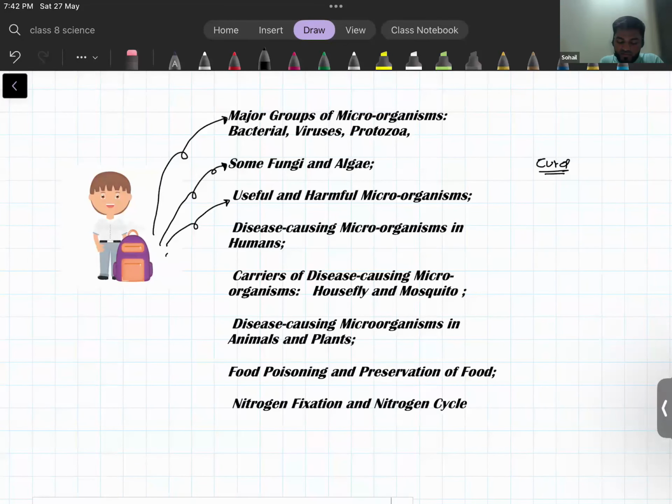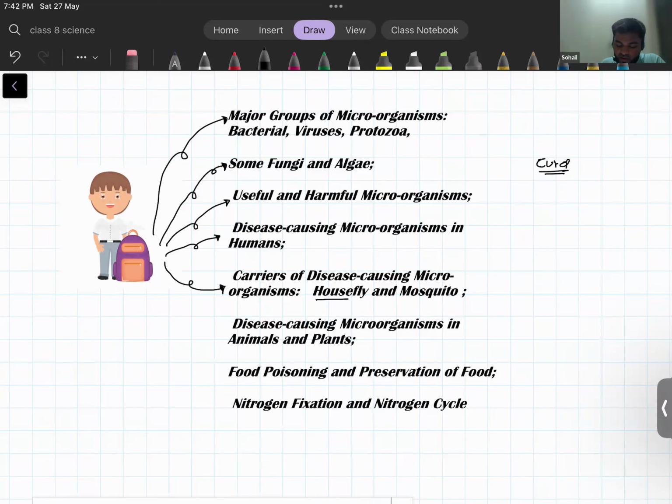Now, we will see disease-causing microorganisms in humans. Which are the most common microorganisms that cause different types of disease in humans? And what are the carriers of these diseases? Disease can spread from an infected person to a healthy person. Like, if there's someone in the room and he sneezes continuously, there are high chances that the healthy person sitting in that room may get infected. He may also get infected with the disease.